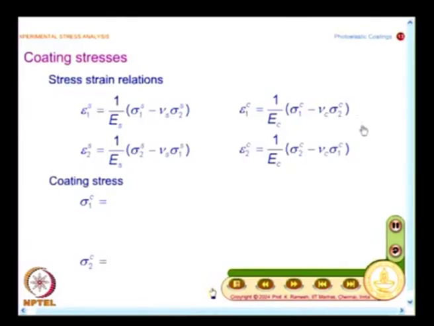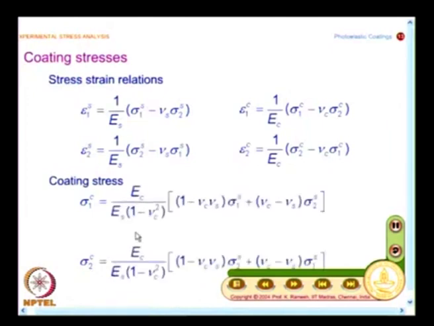And the idea was, using these set of relations, it is possible for you to estimate the coating stress sigma 1 c and sigma 2 c, and this I had asked you to work out in your rooms, and I think some of you have done it, and the expression looks like this. Sigma 1 c is given as E c by E s into 1 minus nu c squared into 1 minus nu c nu s into sigma 1 s plus nu c minus nu s into sigma 2 s. And sigma 2 c is given as E c by E s, 1 minus nu c squared, 1 minus nu c nu s into sigma 2 s plus nu c minus nu s into sigma 1 s.